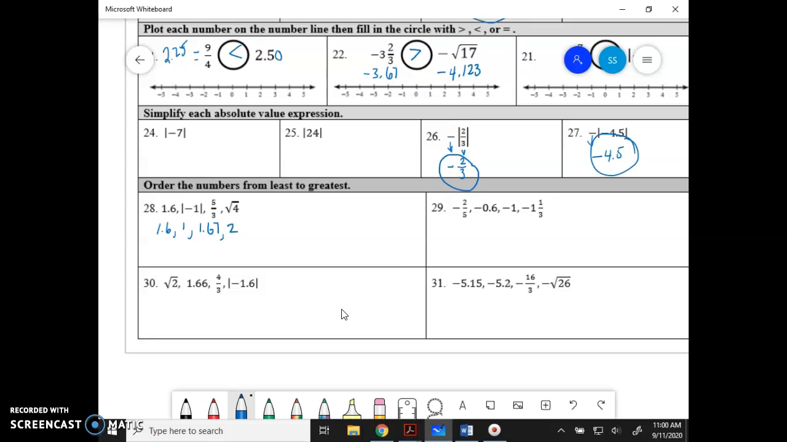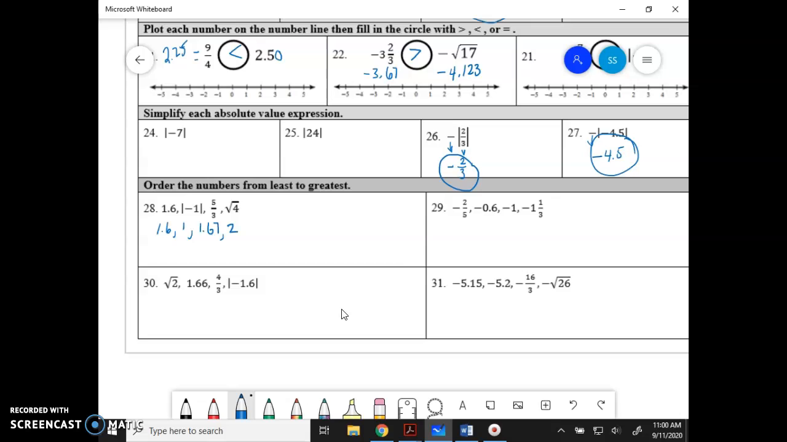All right, and now we can go ahead and rank these out. Really, this is just between these two. What's smaller, 1.6 or 1.67? Okay, well, if you think about this as 1.60, that might help you. So 1.60 is smaller than 1.67.